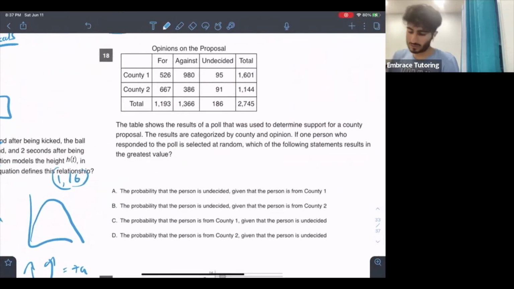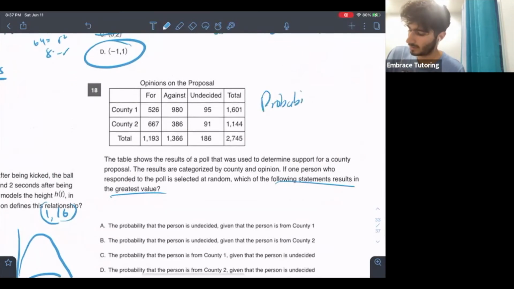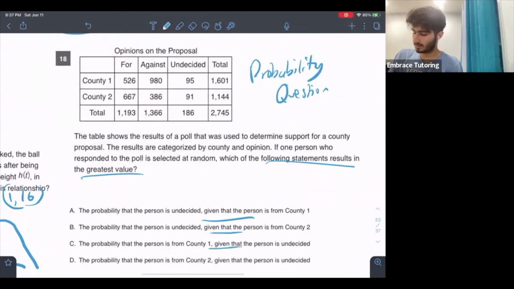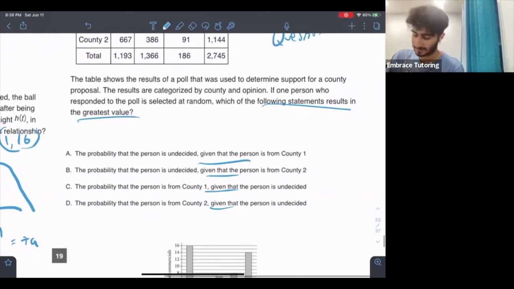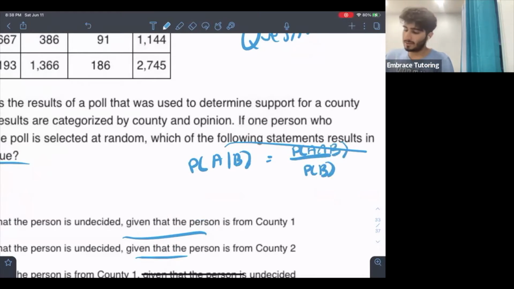Question 18. The table shows the result of a poll that was used to determine support for a county proposal. The results are characterized by county and opinion. If one person who responded to the poll is selected at random, which of the following statements results in the greatest value? So this is a probability question, and they give you givens as the choices. So a given is represented by, let's say, P of A given B. That would mean the probability of A and B over the probability of B, as that's how given probabilities work.